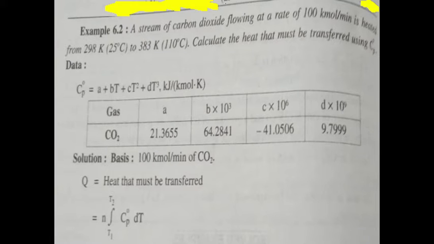A stream of carbon dioxide flowing at a rate of 100 kmol per minute is heated from 298 Kelvin to 383 Kelvin. Calculate the heat that must be transferred using Cp0. So, which components are given in this problem? Carbon dioxide, molar flow rate is equal to 100 kmol per minute, T1 is equal to 298 Kelvin, T2 is equal to 383 Kelvin. Objective of this problem, calculate heat value. Are you clear or not?